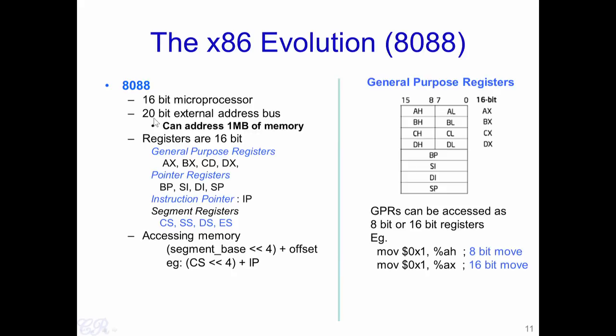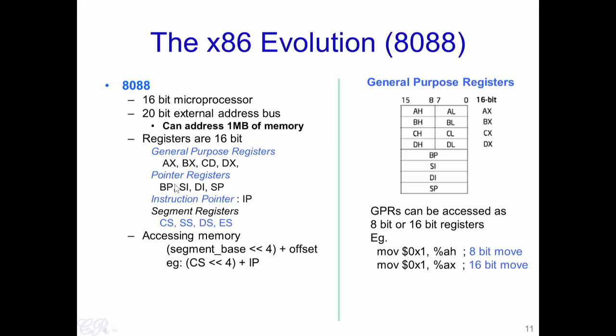It is essentially 2 power 20. So, that 2 power 20 is 1 MB. The registers within the 8088 were 16-bit and could be divided into various types, such as the general purpose registers, that is the AX, BX, CX and DX. We had pointer registers which were used, for instance, to point to strings stored in memory. These were the base pointer, source index, destination index and the stack pointer.